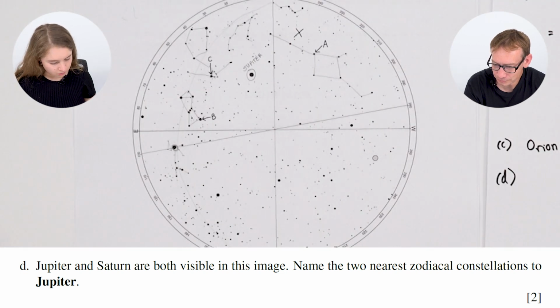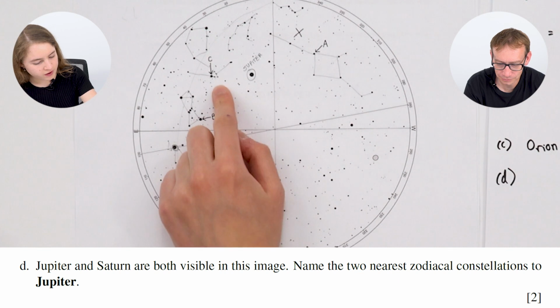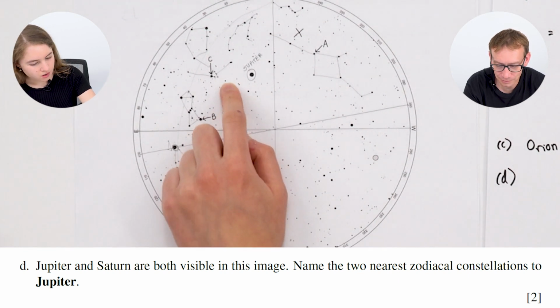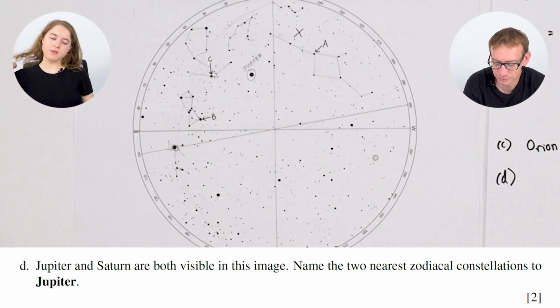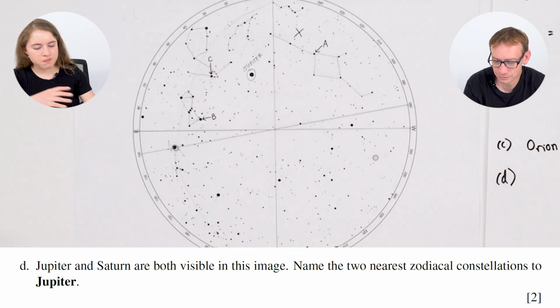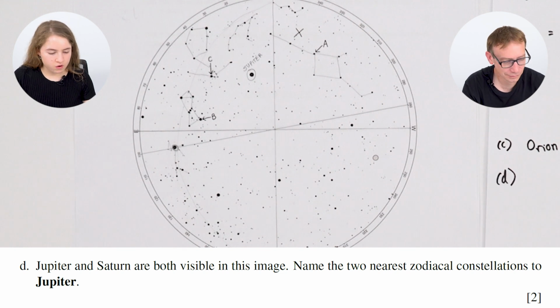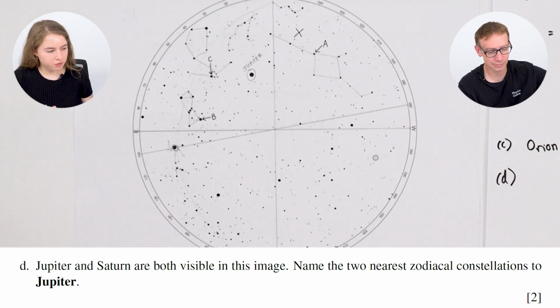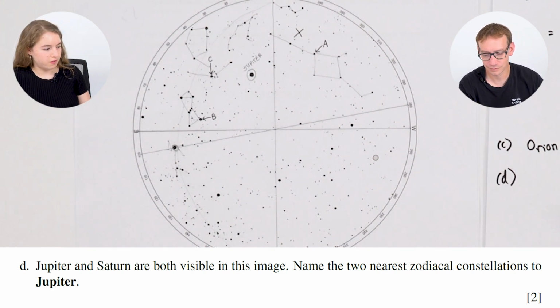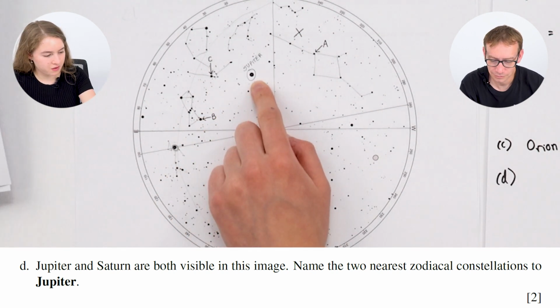And from there, we want to find the two nearest zodiacal constellations. So Taurus is a fairly recognizable one. We drew those lines for Taurus earlier. However, what about the other one? It's not immediately obvious what other zodiac constellations are here. I think the quickest way to figure out what the other one is, is to recall the order of the zodiac constellations in your head, because whatever else Jupiter's going to be nearest to is going to be one of the ones next to Taurus.